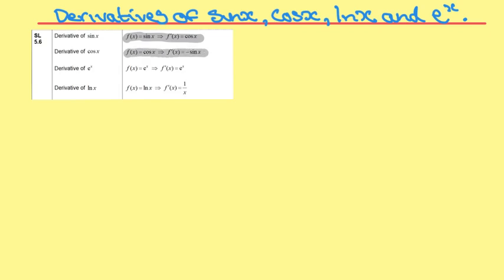If f of x is equal to e to the x, f dash of x is also equal to e to the x, and if f of x is equal to log x, f dash of x is equal to 1 over x. Before we do some questions, I want to take a closer look at why the derivative of sin x is equal to cos x.